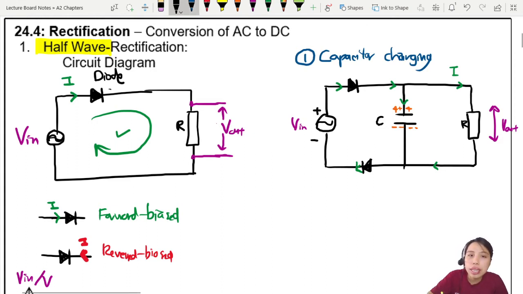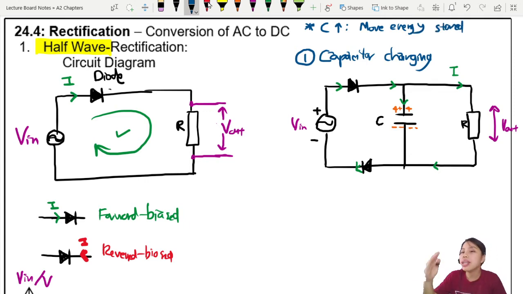Now, there's a certain thing you need to know. How does the capacitance affect the energy stored? So when your capacitance is large, that means there is more energy stored in the capacitor. Why do we want to store energy? All right, because later there will be no current. But you want a consistent current flowing through your resistor. We're trying to have that as consistent as we can.